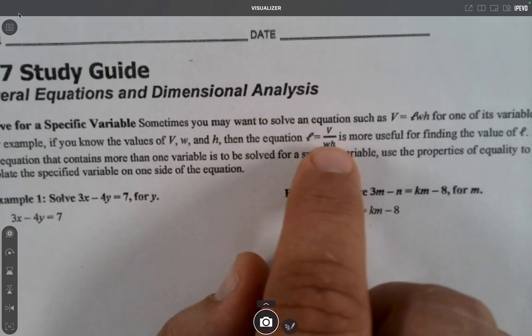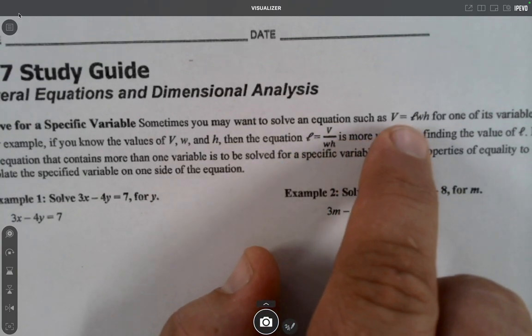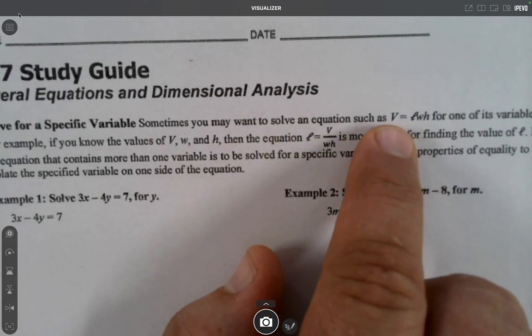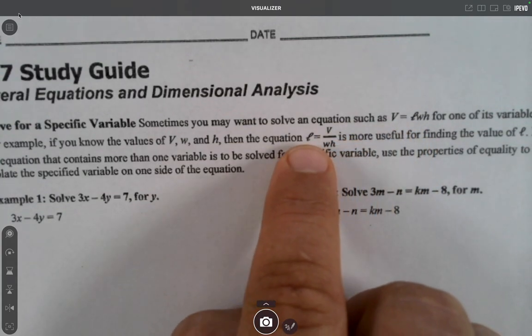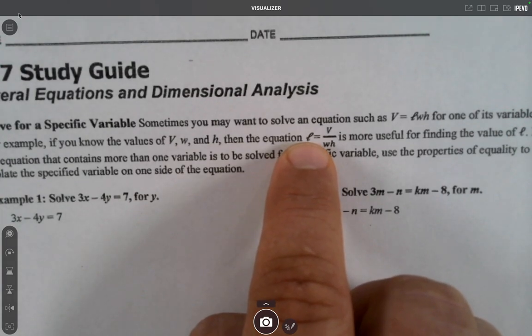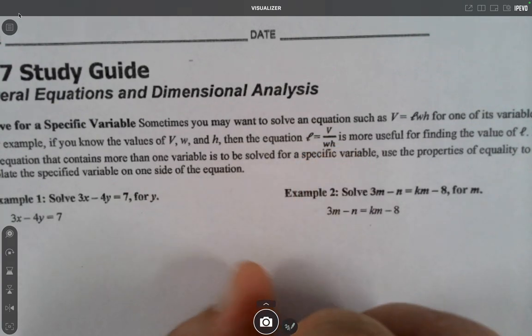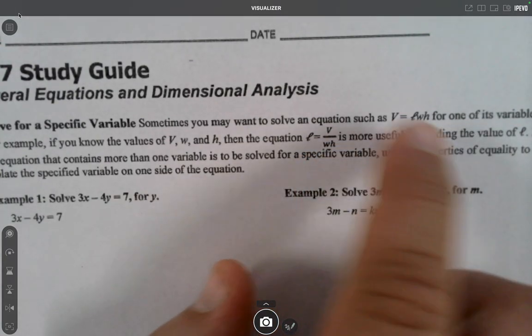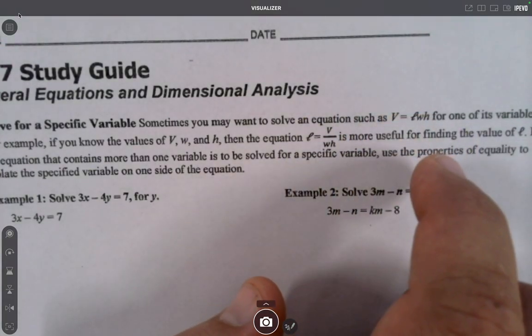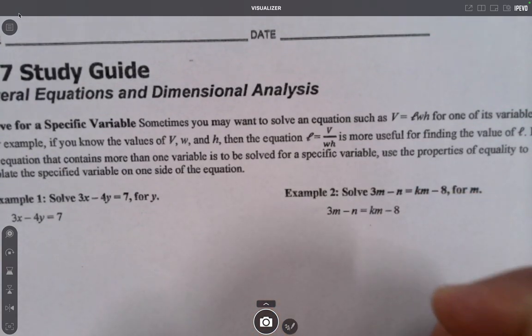So in that case, it's actually helpful to rewrite this equation so that instead of volume being by itself, the length is by itself, because that'll make the calculations a whole lot quicker. You just plug in the volume, the width, and the height, and you're done. You won't have to rearrange the equation every single time you plug in these values.